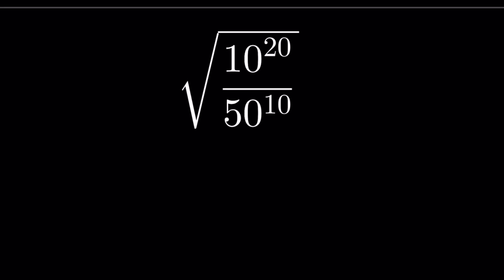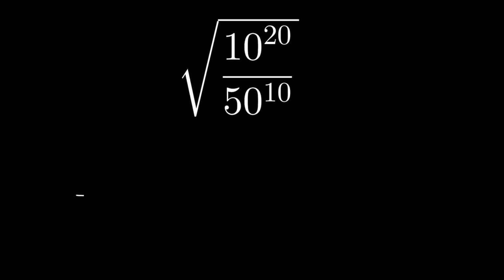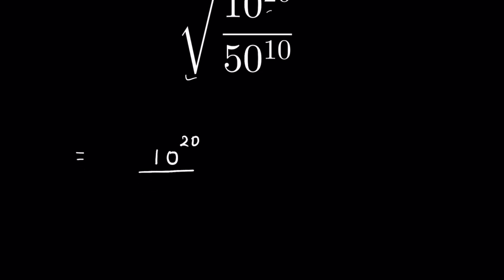Square root of 10 to the power 20 upon 50 to the power 10. How to solve this? Before dealing with the square root, we will have to deal with this exponent. So 10 to the power 20 upon 50, we can write it as 5 times 10, then whole to the power 10 under square root.